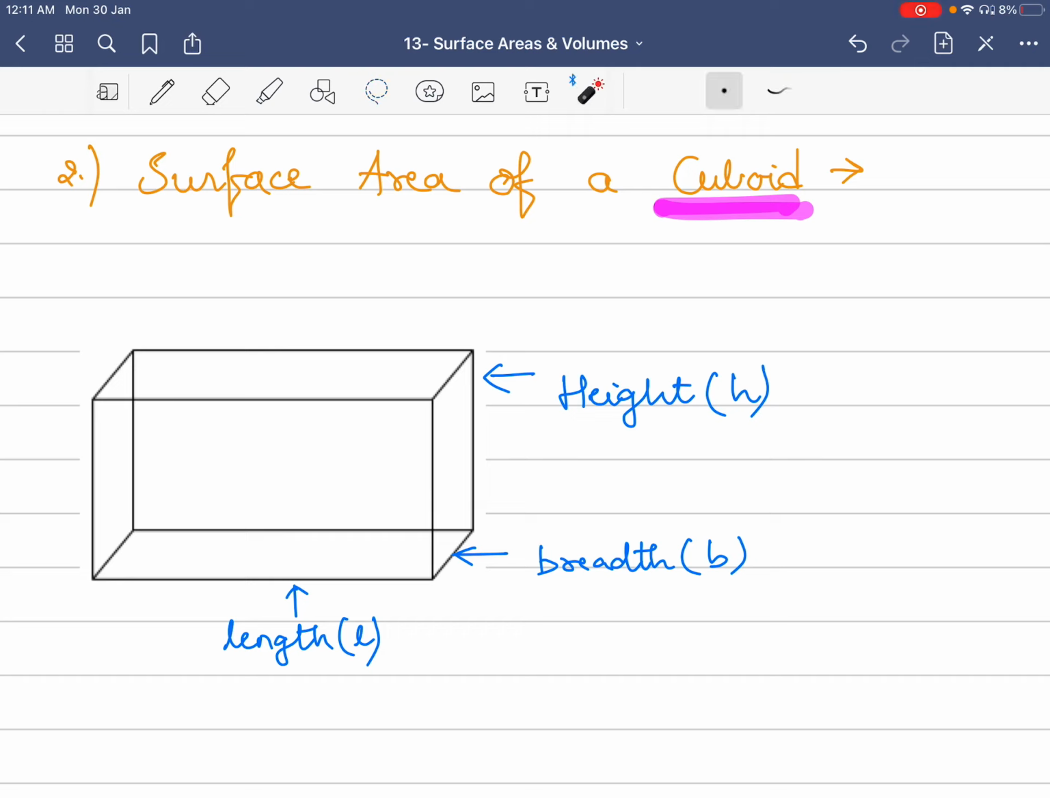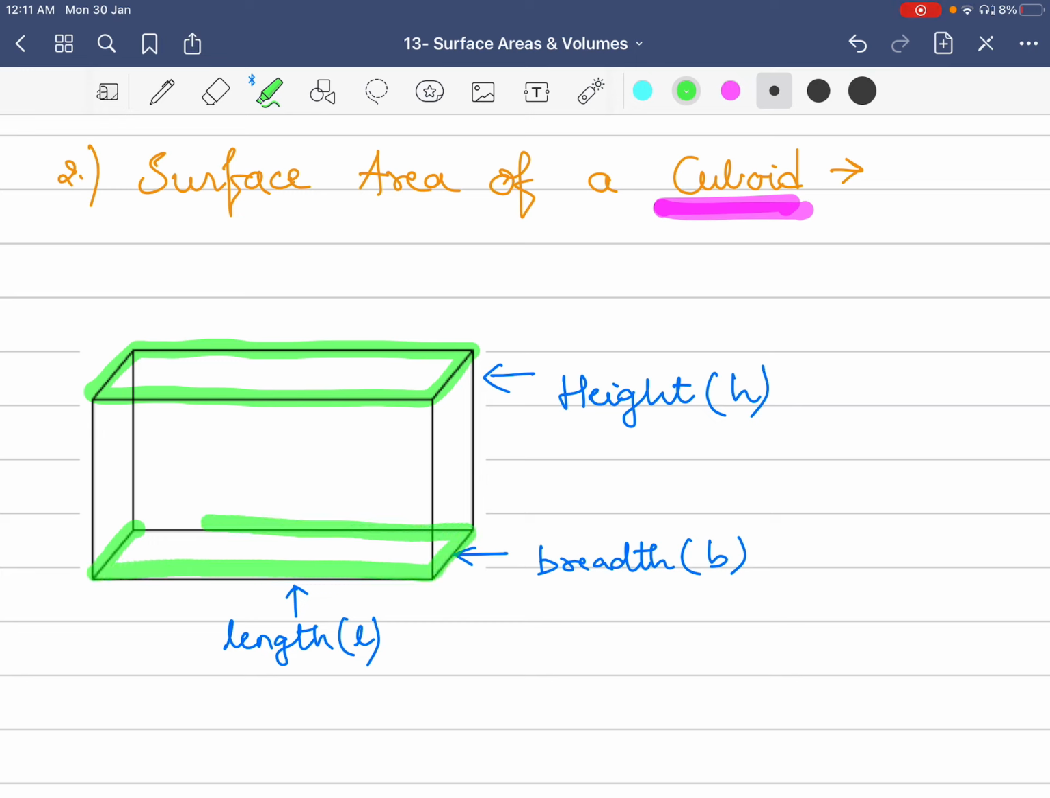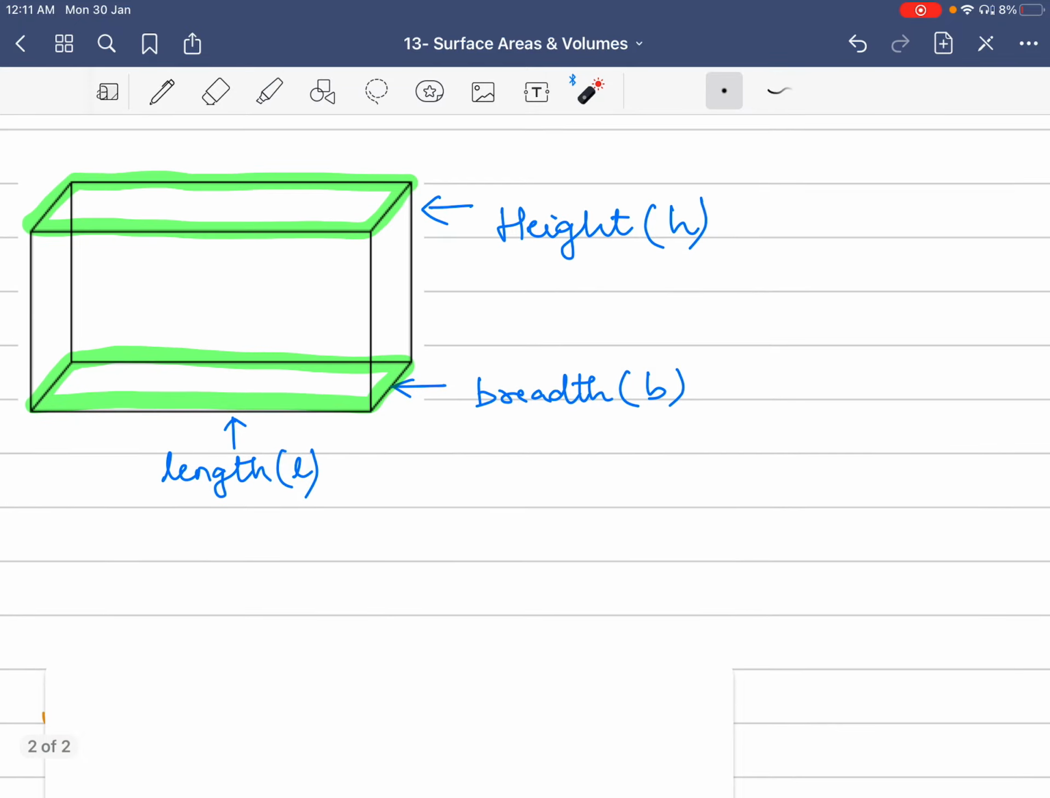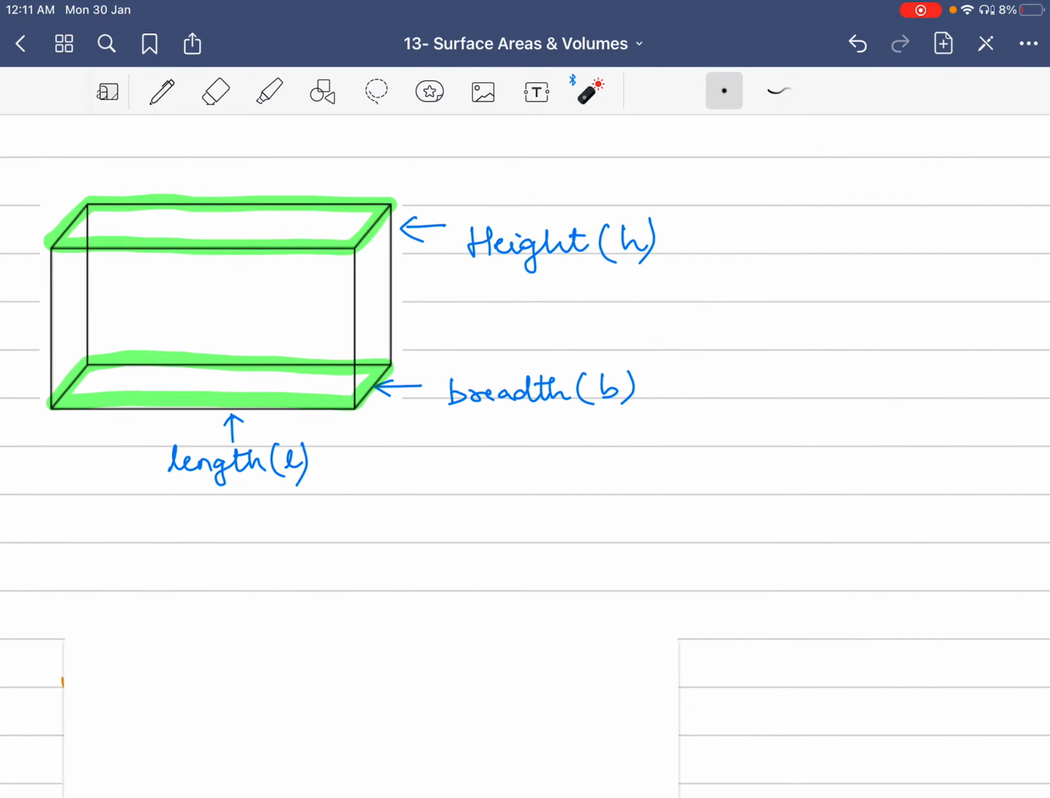Now, focus on the point that this cuboid has 6 different faces. So I'm going to use a highlighter to mark them. This is face number 1. This is face number 2. Note both are equal to each other. They have the same length and the same breadth. So these are two faces of the cuboid. And let me try to zoom out.